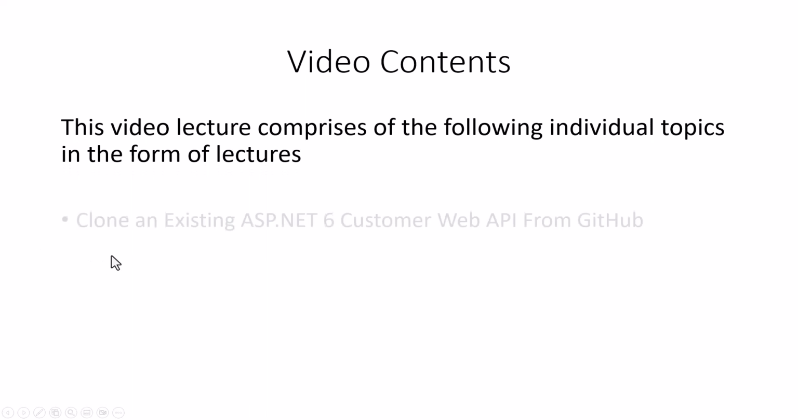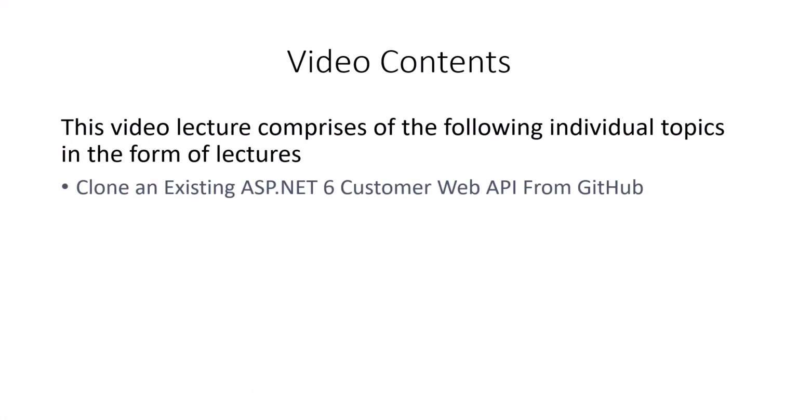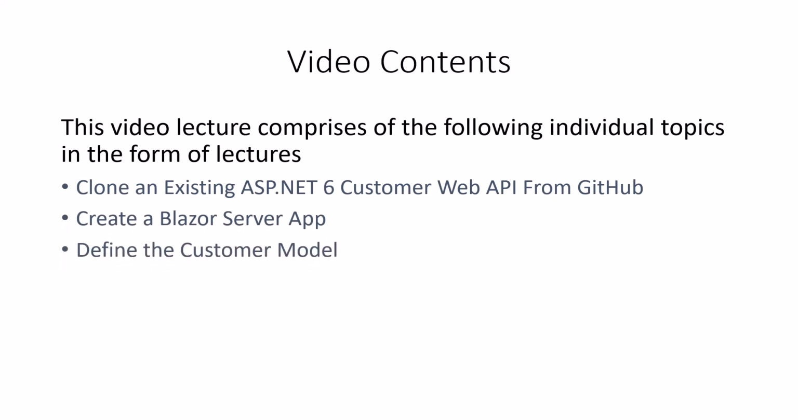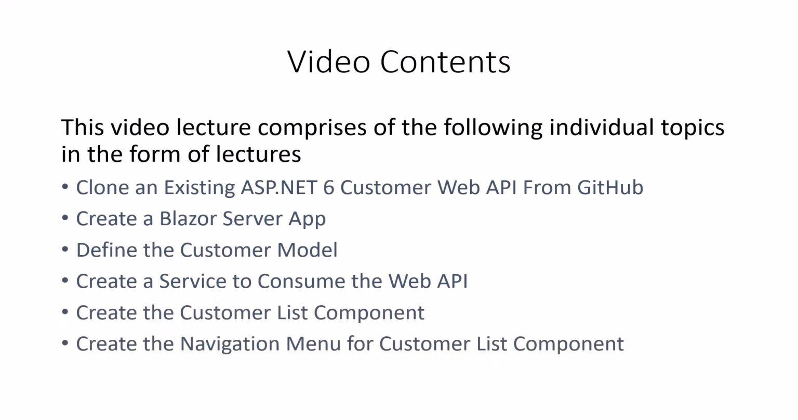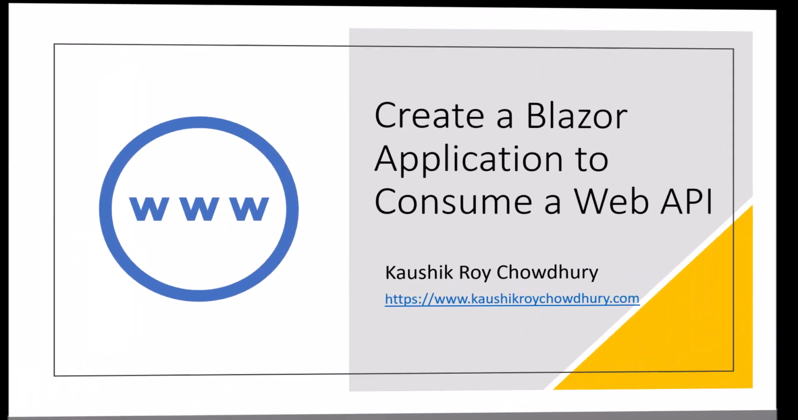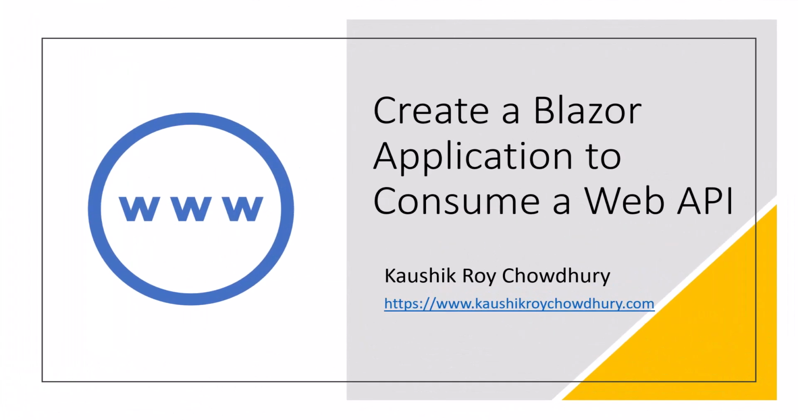This entire video is divided into several sections, in the form of the following individual lectures. Clone an existing ASP.NET 6 customer web API from GitHub, which was built in two of my previous parts on this topic, and they will be in the description of this video. Then create a Blazor server app, define the customer model, create a service to consume the web API, create a customer list component, and create the navigation menu for the customer list component. Now let's go through how the end product looks.